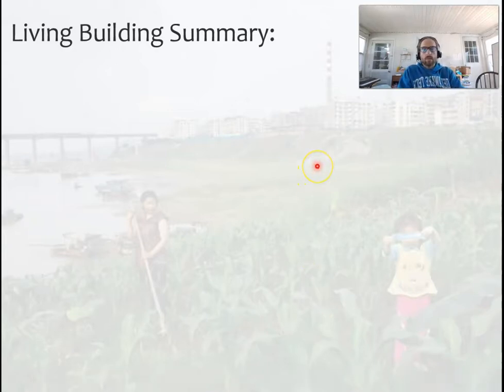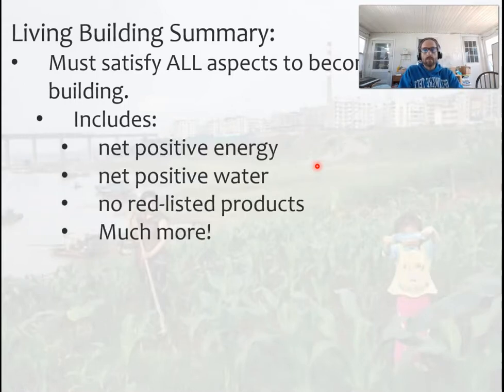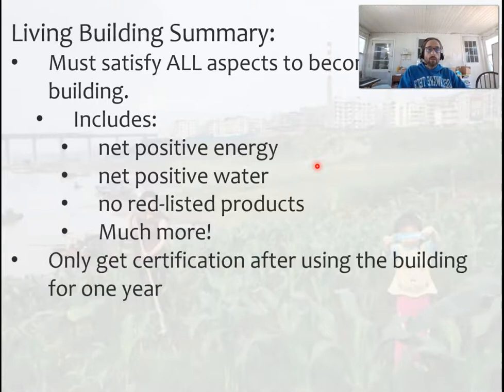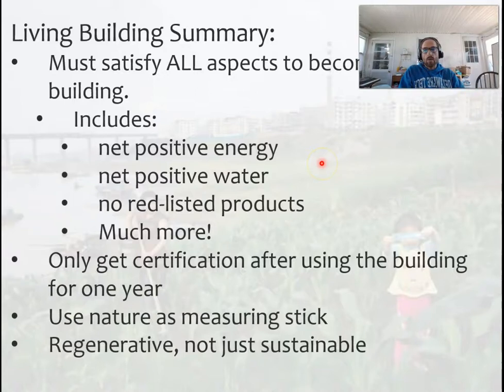Okay, so to summarize living buildings, remember, in order to become a full living building, you have to satisfy all aspects, all of those imperatives, and all of those petals. You cannot just pick and choose. And these include net positive energy, net positive water, no red listed products, that habitat exchange, and a lot more. As you saw, there's, I think, 23 imperatives. Again, one big important difference between this and LEED is that you only get certification after using the building for 1 year. And they use nature as a measuring stick. So nature is the model for these living buildings, and they want to move beyond sustainable to regenerative. Okay, so that's it for this lesson on LEED and living buildings.